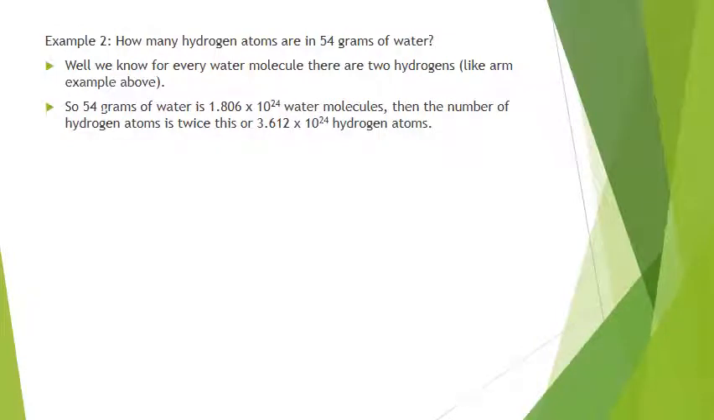Okay, example number 2. How many hydrogen atoms are in 54 grams of water? We're going to use our previous problem to figure that out. We know that 54 grams is 1.806 times 10 to the 24th water molecules. And remember that each water has 2 hydrogens, so that's like 2 arms. So there's going to be twice as many hydrogen atoms.